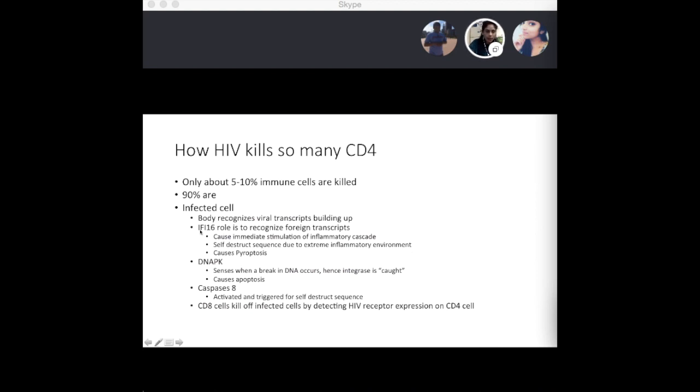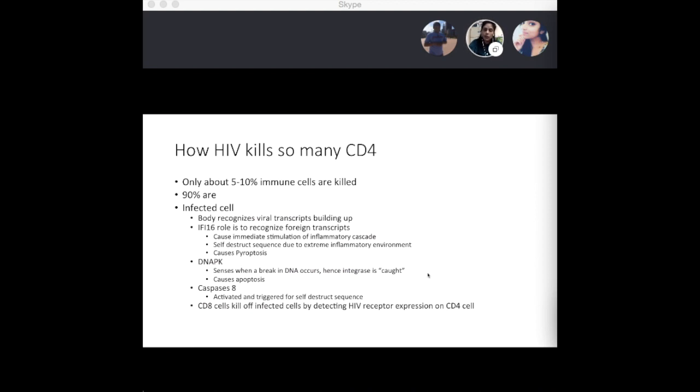So there is a thing called IFI16, whose role is to recognize foreign transcripts, and then it's going to cause immediate stimulation of the inflammatory cascade and a self-destruction sequence, because there's just this huge abundance of inflammation going on, and it causes pyroptosis, so a type of apoptosis.